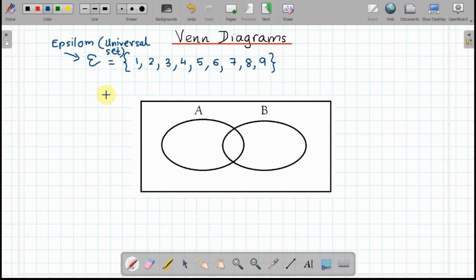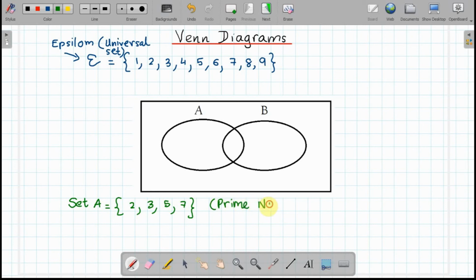Okay. Now, I'm going to further split this up into two sets. I'm going to have set A, which is going to be prime numbers. From the universal set, the prime numbers are going to be the numbers 2, 3, 5, and 7. There are no more prime numbers. I'll just put this in brackets here. So set A is prime numbers.